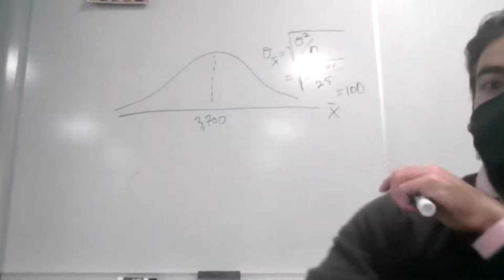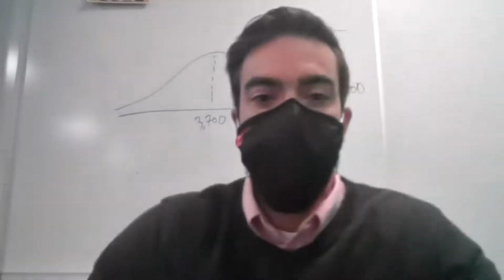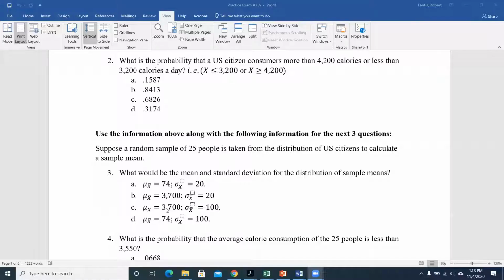I'll get out of the way there for the video too. So we've got our standard deviation and our mean there. Give me 1 second, Ross. So 3,700 and 100, right?